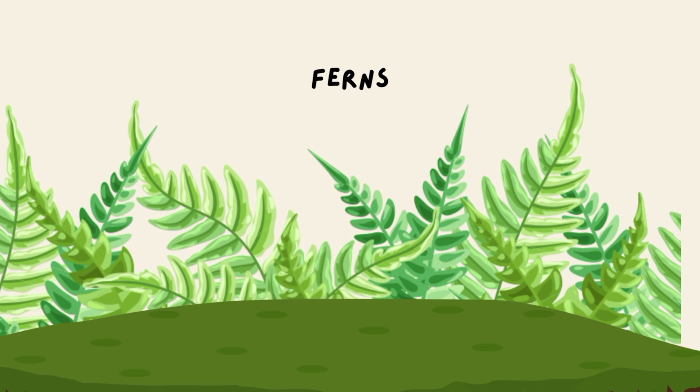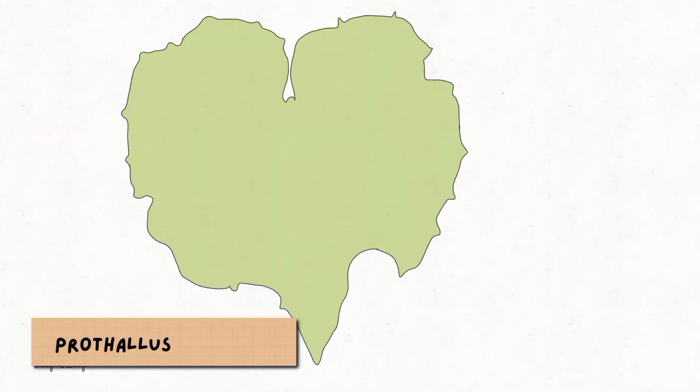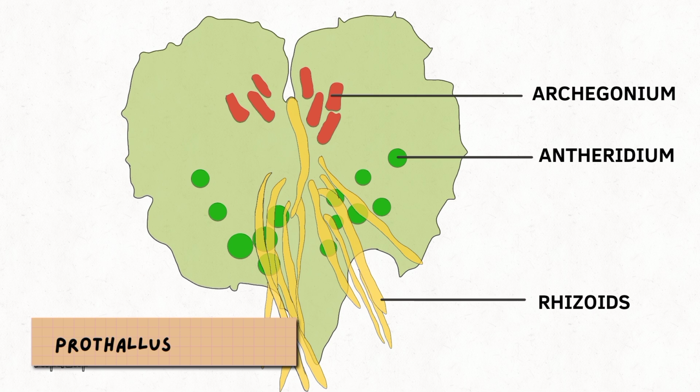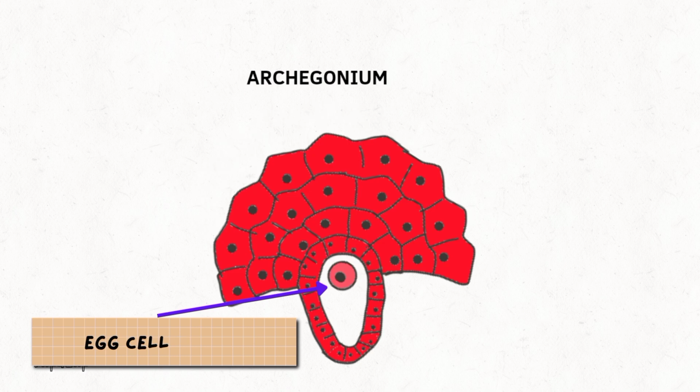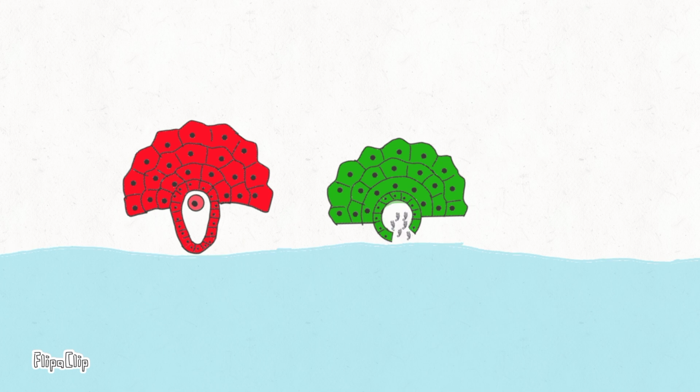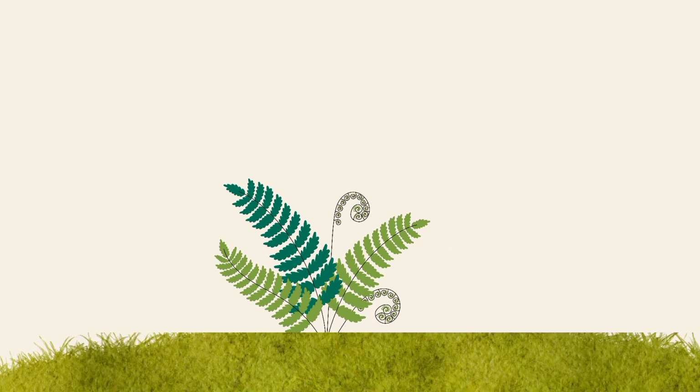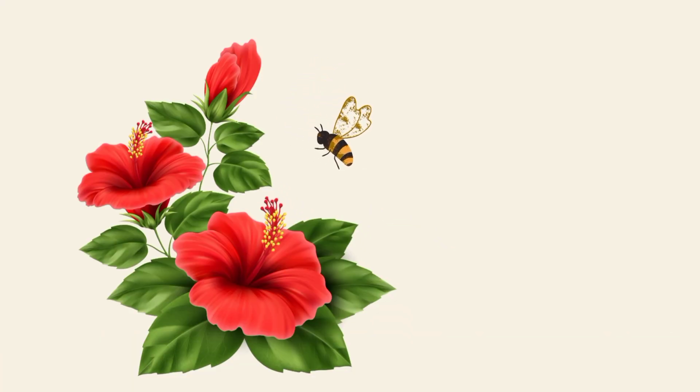In ferns, sexual reproduction is more advanced, occurring in a tiny heart-shaped structure called the prothallus. On the lower surface of the prothallus are the gamete-producing organs. The antheridia produce motile male gametes, while the archegonia produce the immotile female gamete or egg cell. In the presence of water, the male gametes swim towards the archegonia and fertilize the egg inside, which then develops into young fern plants. Unlike ferns, flowering plants have developed specialized structures for reproduction, the flowers.